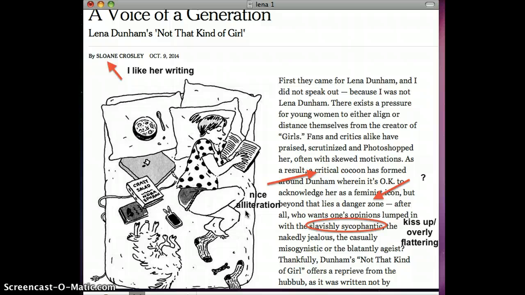As a result, a critical cocoon has formed around Dunham wherein it's okay to acknowledge her as a feminist icon, but beyond that lies a danger zone.